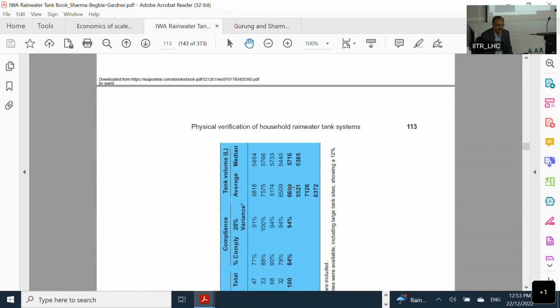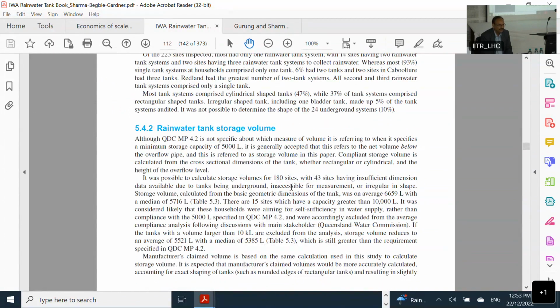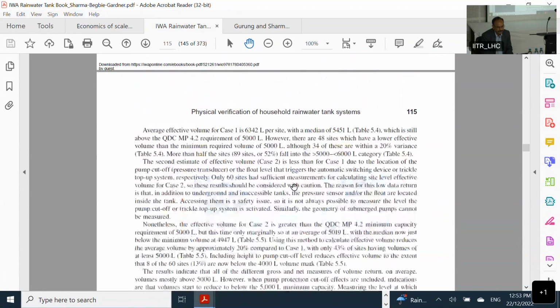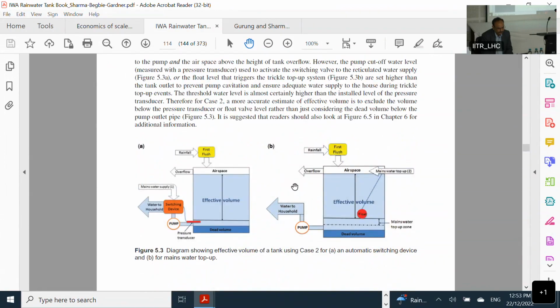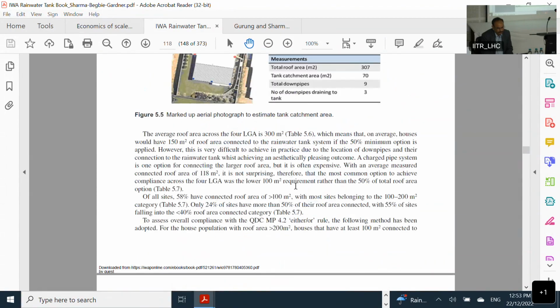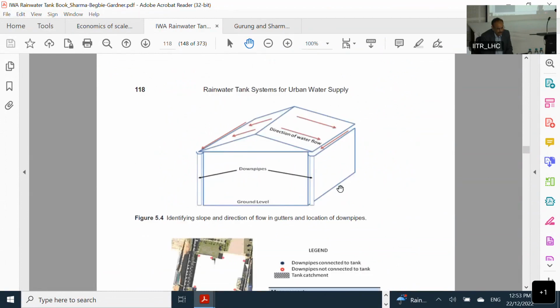So these are the things you need to do to check any policy which is being implemented, a mandate, or where the state is putting in some resources or making it compulsory. Okay, so this is how we calculated the roof area, the gutters and everything, their numbers, to check how much roof area is actually connected.